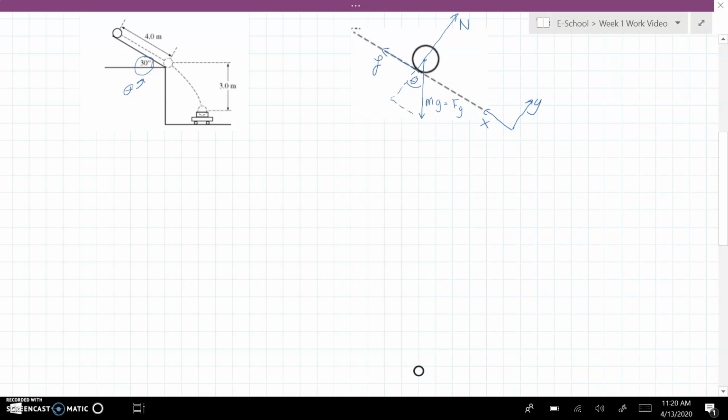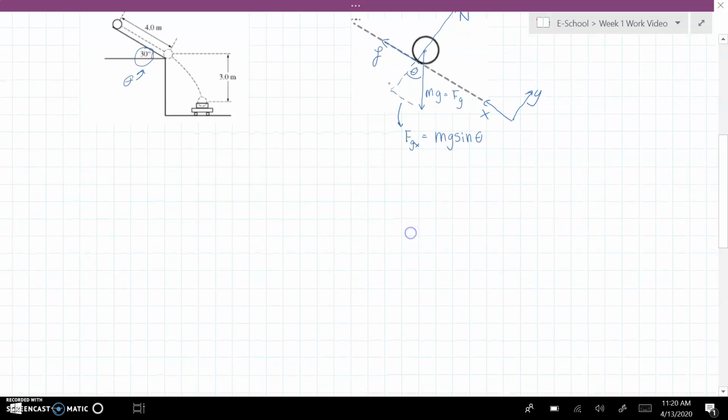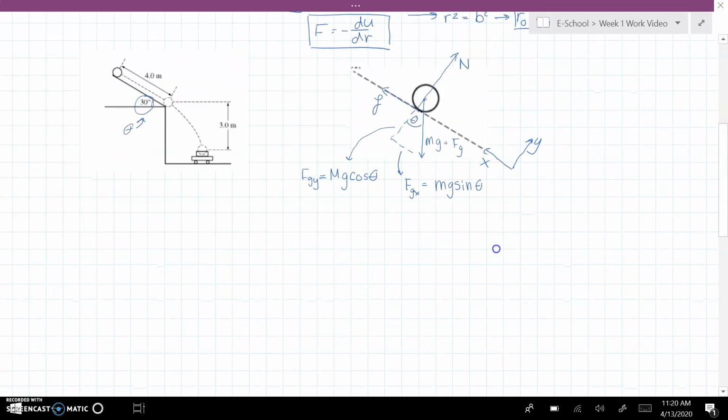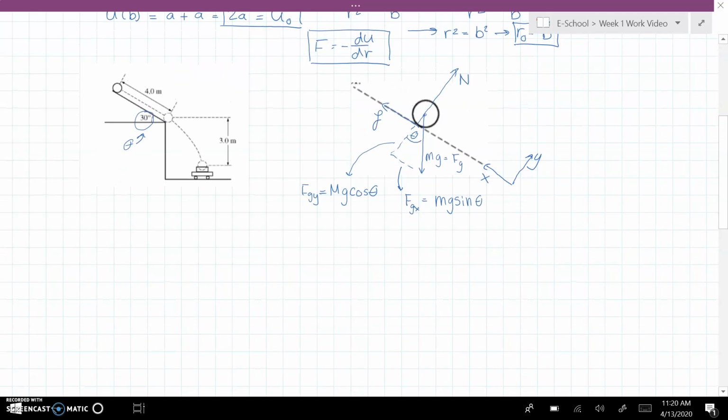So using trigonometry, I can label these two components. This will be F_gx, and that's going to be mg sine of theta. Over here, I've got F_gy, which is equal to mg cosine of theta. All right. So I've got a fully complete free body diagram for this situation, and now I'm ready to move on to part B, which is actually calculating the force of friction.